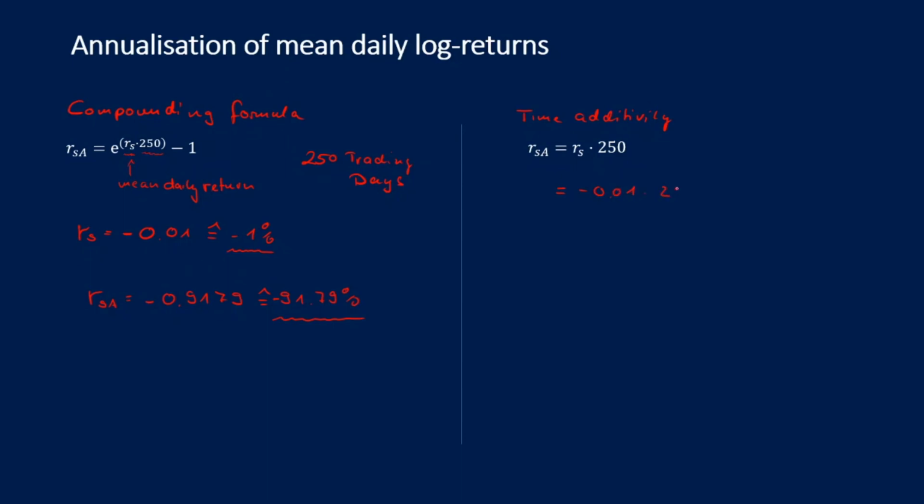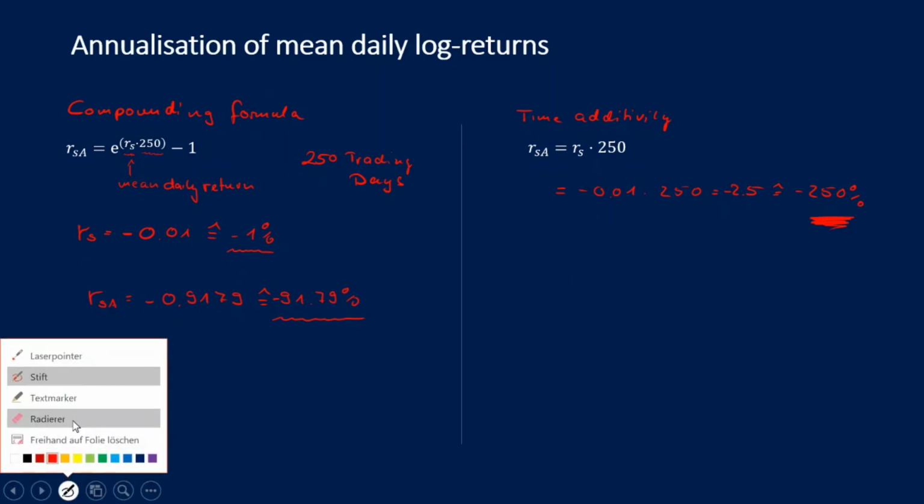If we apply the same here, we will have minus 0.01 times 250, and that is minus 2.5 or minus 250% equivalently. Of course, 250% is complete nonsense, because a company cannot lose more than 100% of its value. So, which formula should we use here?